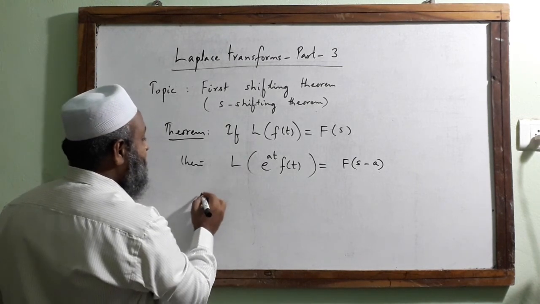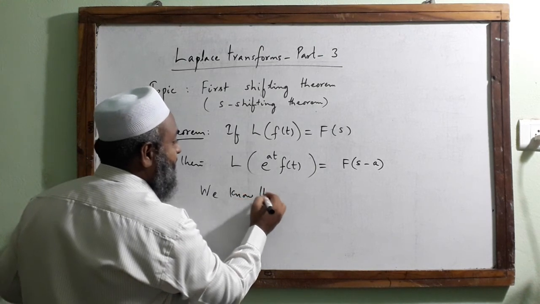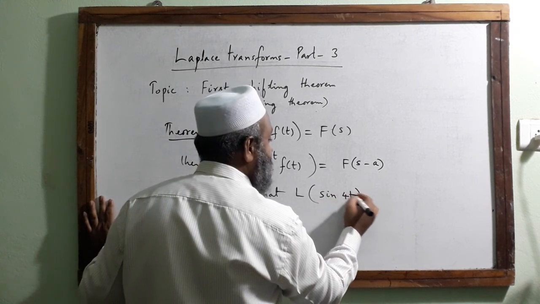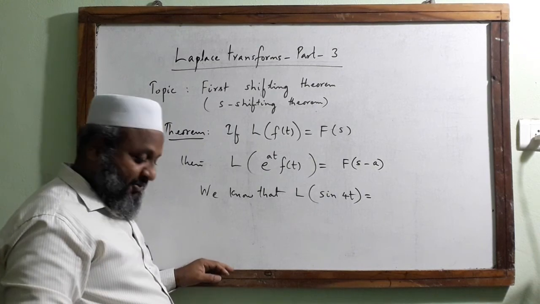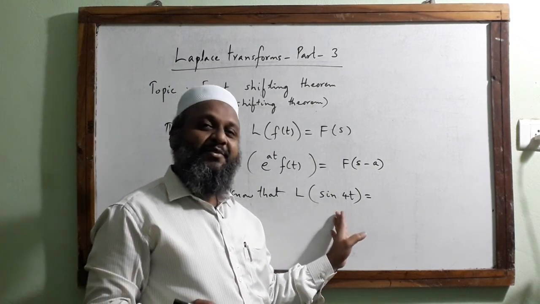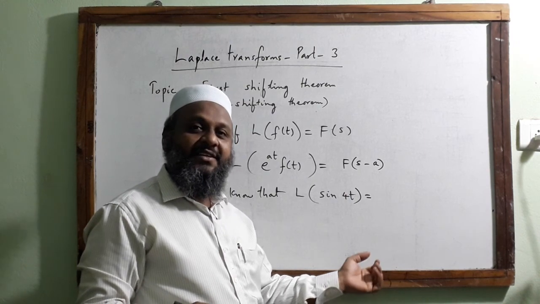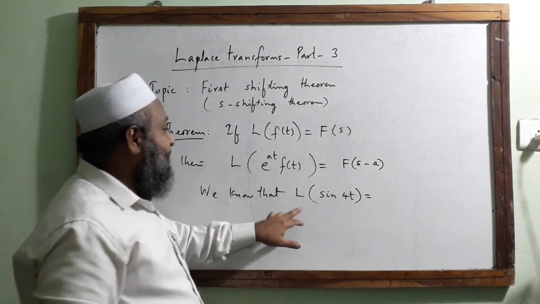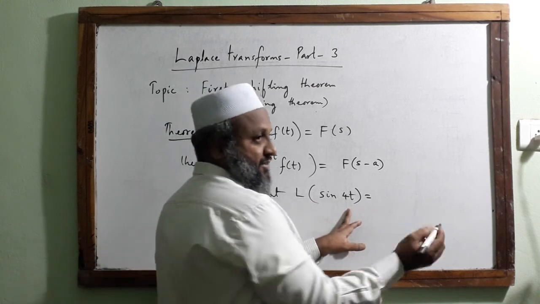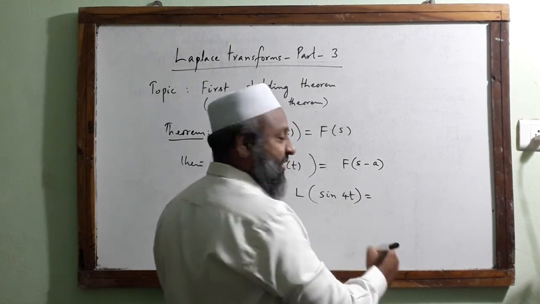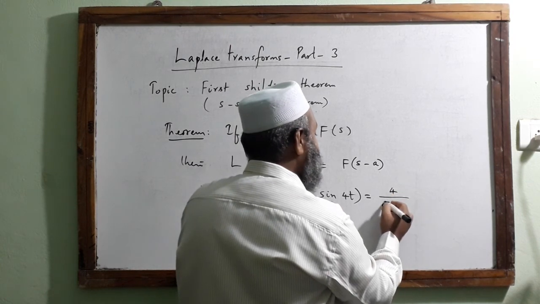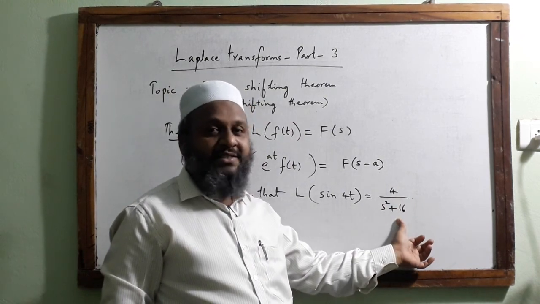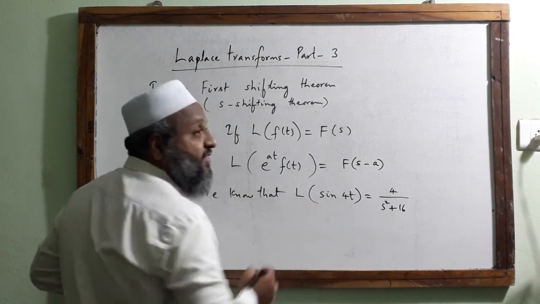Let me say, if we know that, I am directly using it. We know that the Laplace transform of sine 4t is, I hope you know that one. If you don't know the Laplace transform of sine 4t, better go back to the first lecture, Laplace transform part 1, you'll have that all. Now the Laplace transform of sine 4t is 4 by s square plus 16. If it is cos 4t, then it will be s by s square plus 16. Very nice. Now we know the Laplace transform of sine 4t.